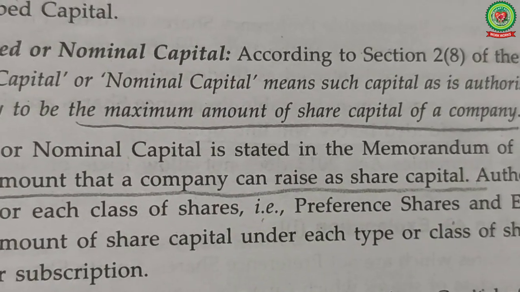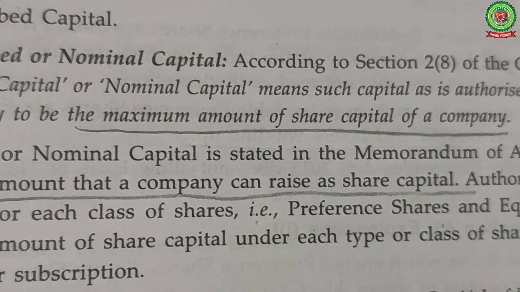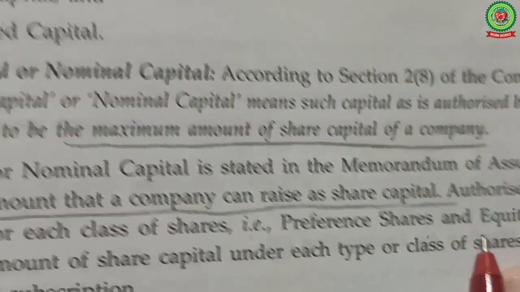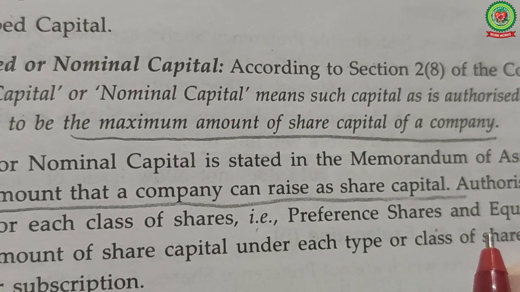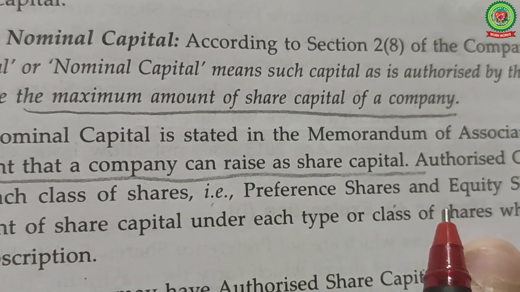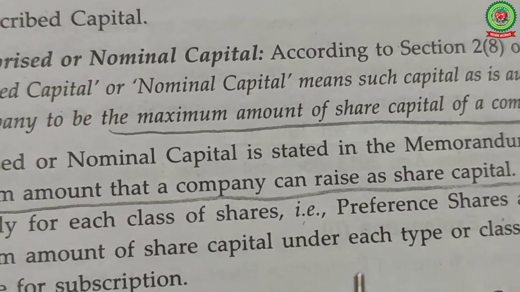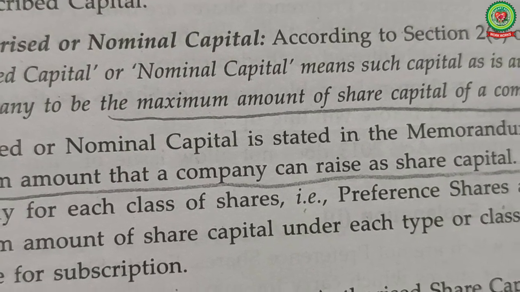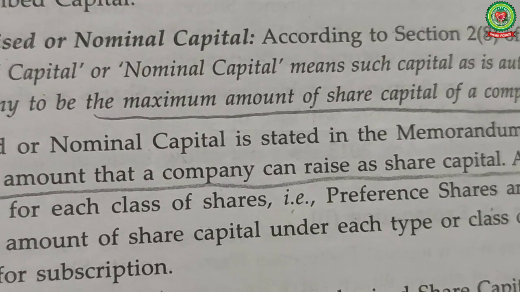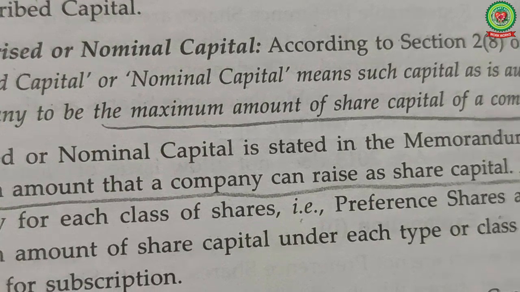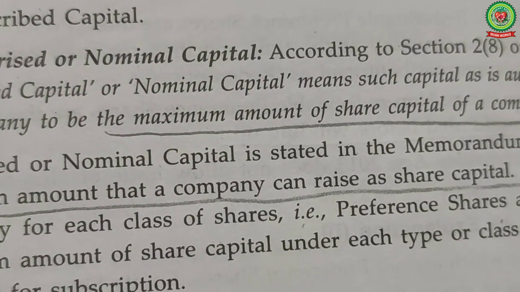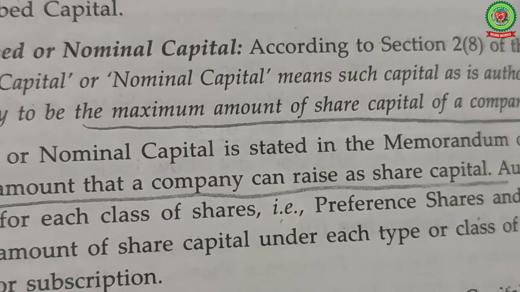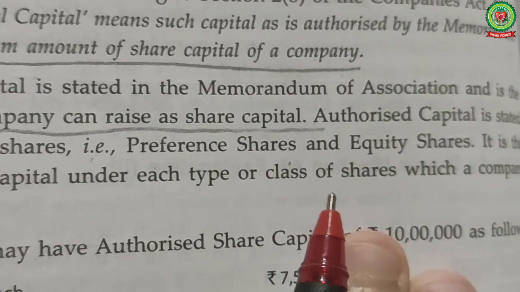Authorized or nominal capital is stated in the memorandum of association and is the maximum amount that the company can raise as share capital. Maximum amount raised, not beyond this. If 50 lakh is written in the memorandum of association, the company cannot raise capital beyond that. Issued capital is always less than the authorized capital.